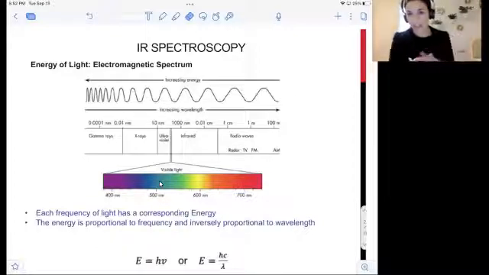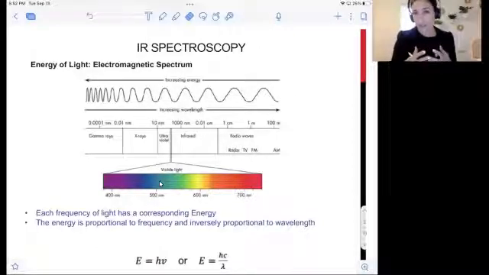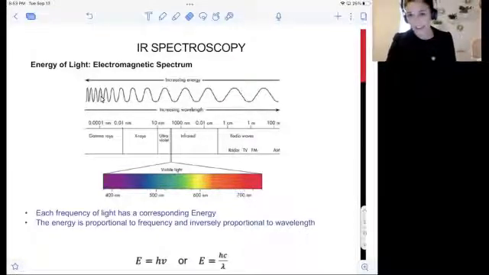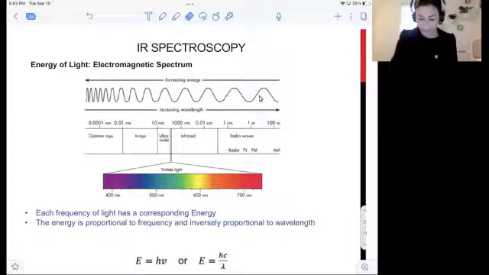As a quick Gen Chem refresher, remember that the energy of light is directly proportional to its frequency. So high frequency light has higher energies, and lower frequency light, which has longer wavelengths, has lower energies.